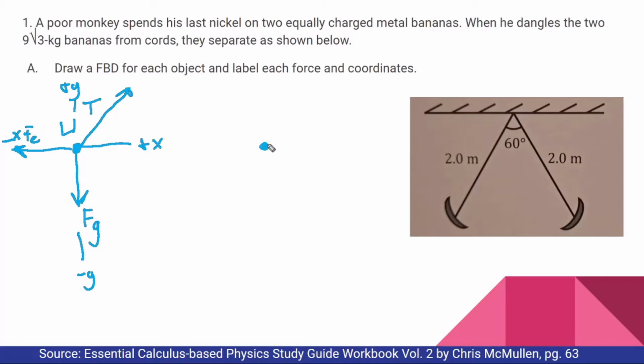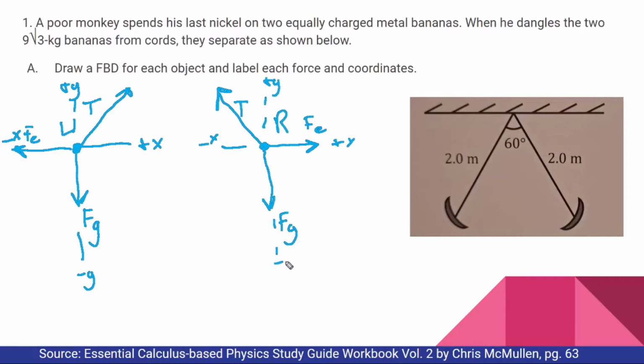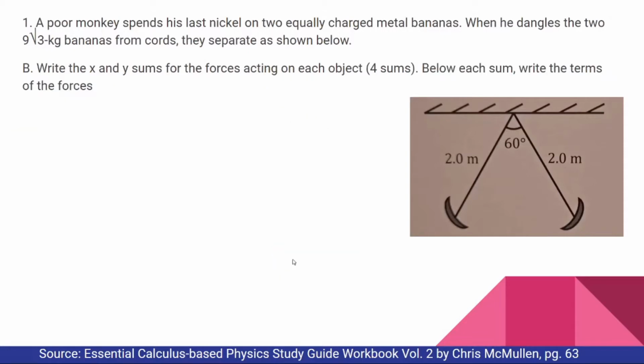Now, if we look at the right banana, we know that it has a tension force going this way. We know that it was also affected by the force of gravity, and it is being repulsed by its equally charged counterpart over here, so its electric force is going this way. This way is our negative x, this way is our positive x, up here is our positive y, down here is our negative y. Write the x and y sums for each of the forces acting on each object.